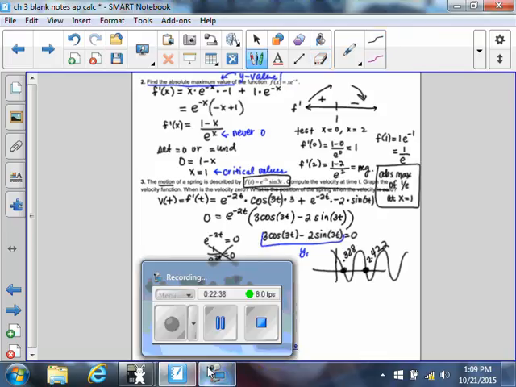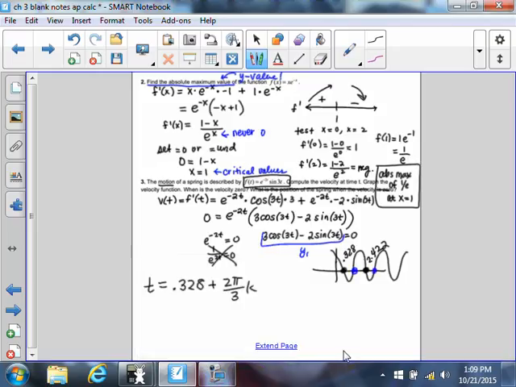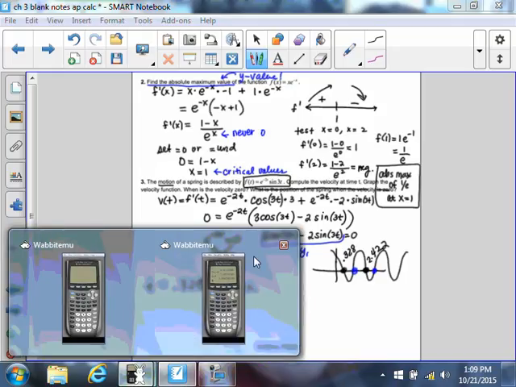Okay, and then the last step is we need to find these other ones here, this one and this one. And those are the ones that kind of go with each other. So when we go back to our graph, we do second trace.